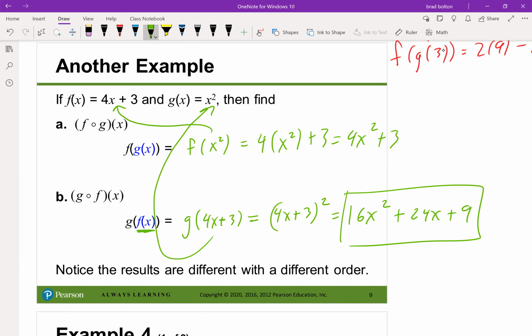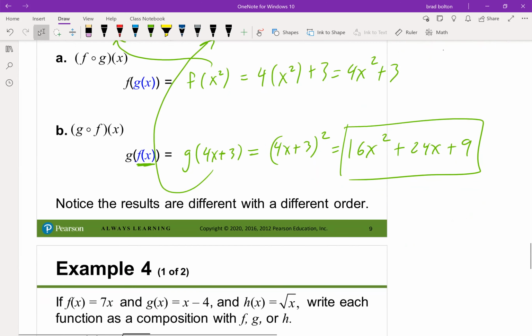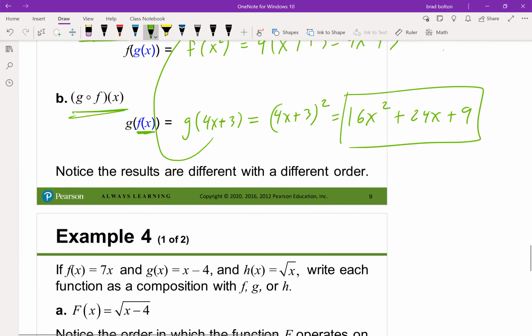Hopefully you guys did okay on that. All right. And again, they want you to notice that f of g of x is not the same as g of f of x. If they are in fact the same, that means we'll learn in the next section that they are inverses of each other. So f is an inverse of g, or g is an inverse of f, depending if you get the same answer. So if I had got 4x squared plus 3 for both of these, that would mean there's a special relationship between f of x and g of x. Okay, but we'll talk about that in the next chapter.